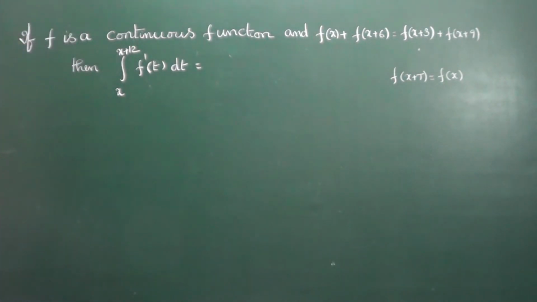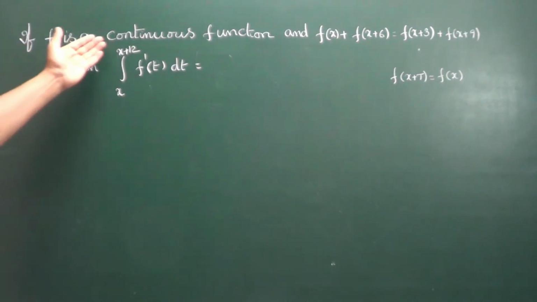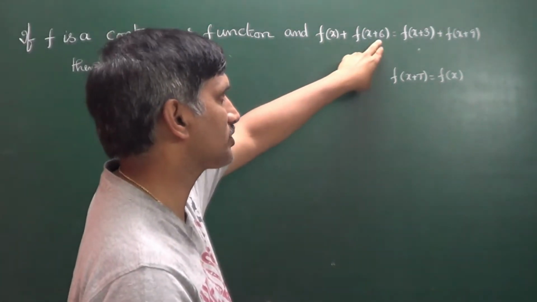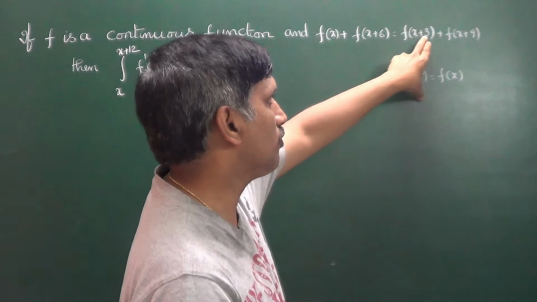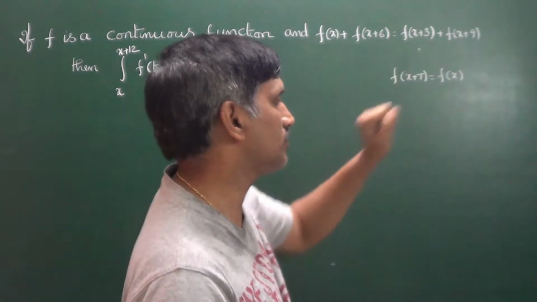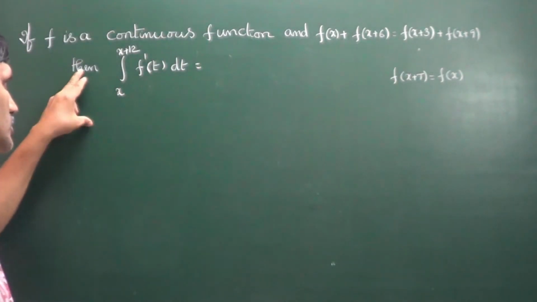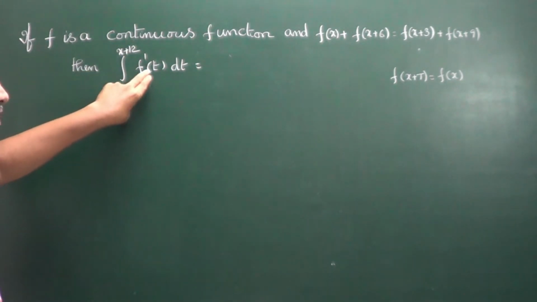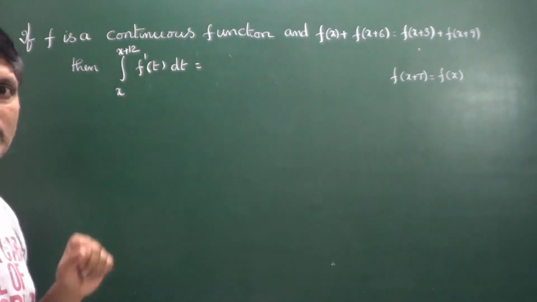The first question is like this: if f is a continuous function and f of x plus f of x plus 6 is equal to f of x plus 3 plus f of x plus 9, then he is asking for the integral from x to x plus 12 of f dash of t dt.